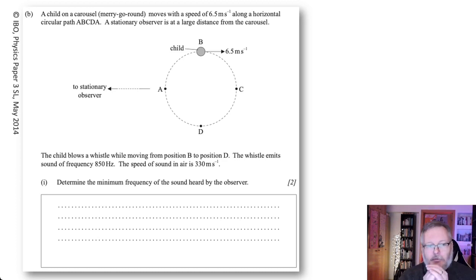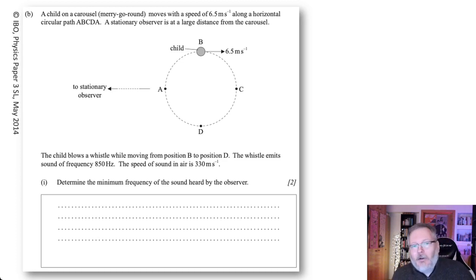Now let's ask an actual calculation required question. A child on a merry-go-round, a carousel, moves with a speed of 6.5 meters per second along a horizontal circular path A, B, C, D, A. The stationary observer is at a large distance from the carousel. So this is like a top-down view in this picture. The child blows a whistle while moving from, and it's important to note exactly what positions are involved here, B to D. So although the thing's going round and round, all we care about is the events happening from B through to position D.